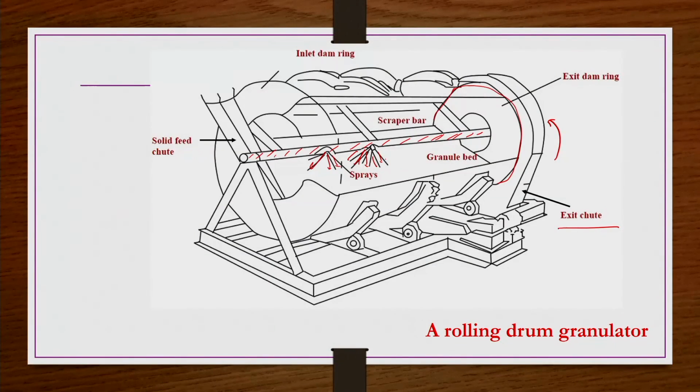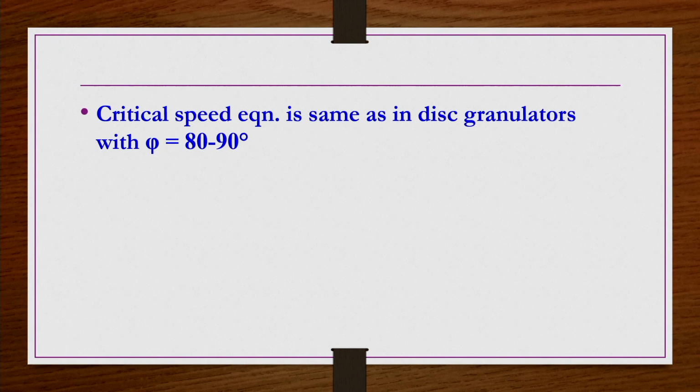In these drum granulators, there is also a scraper bar which is going to control the granulation process, that is, the amount of liquid coming and the amount of solid feed are controlled by this scraper bar. The critical speed equation for this drum granulator is exactly the same as for the disc granulator, but psi should be between 80 to 90 degrees, because they are oriented only slightly from the horizontal. That slight tilt is only up to 10 degrees. That is the reason psi has to be 80 to 90 degrees.